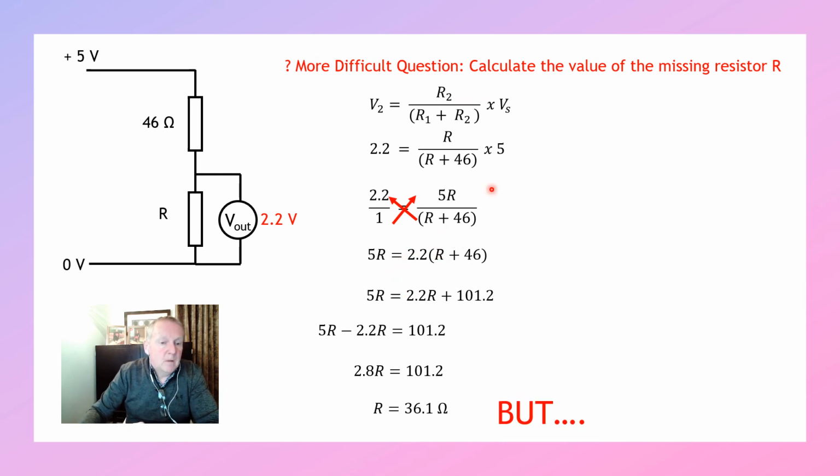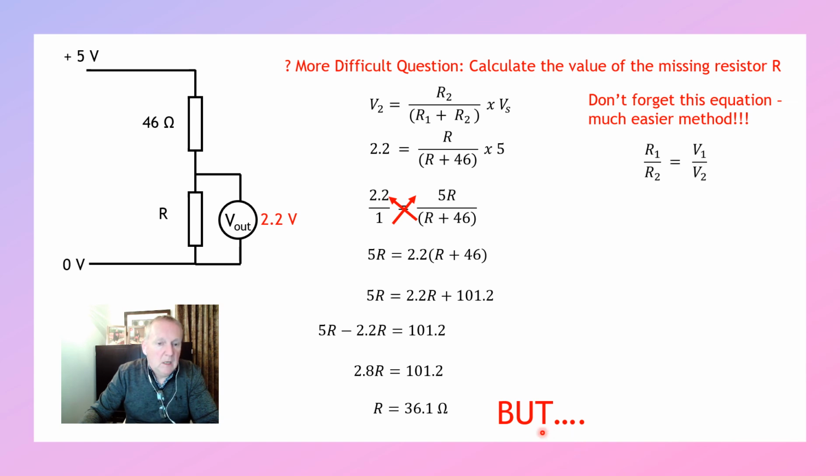But the automatic thing when you see something like this is perhaps to use that equation. But there's an easier method, a much easier method to do this. And that would be using the equation that we did right at the start, that we derived from the experiment stuff, that R1 over R2 equals V1 over V2.